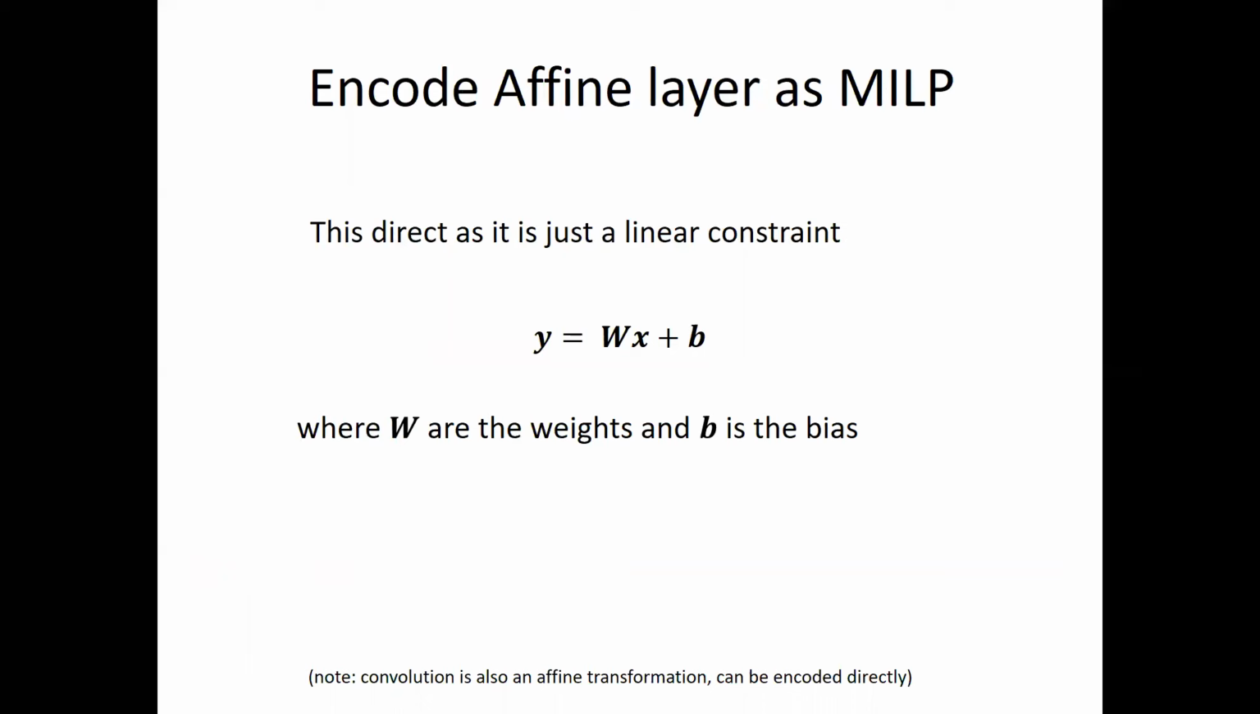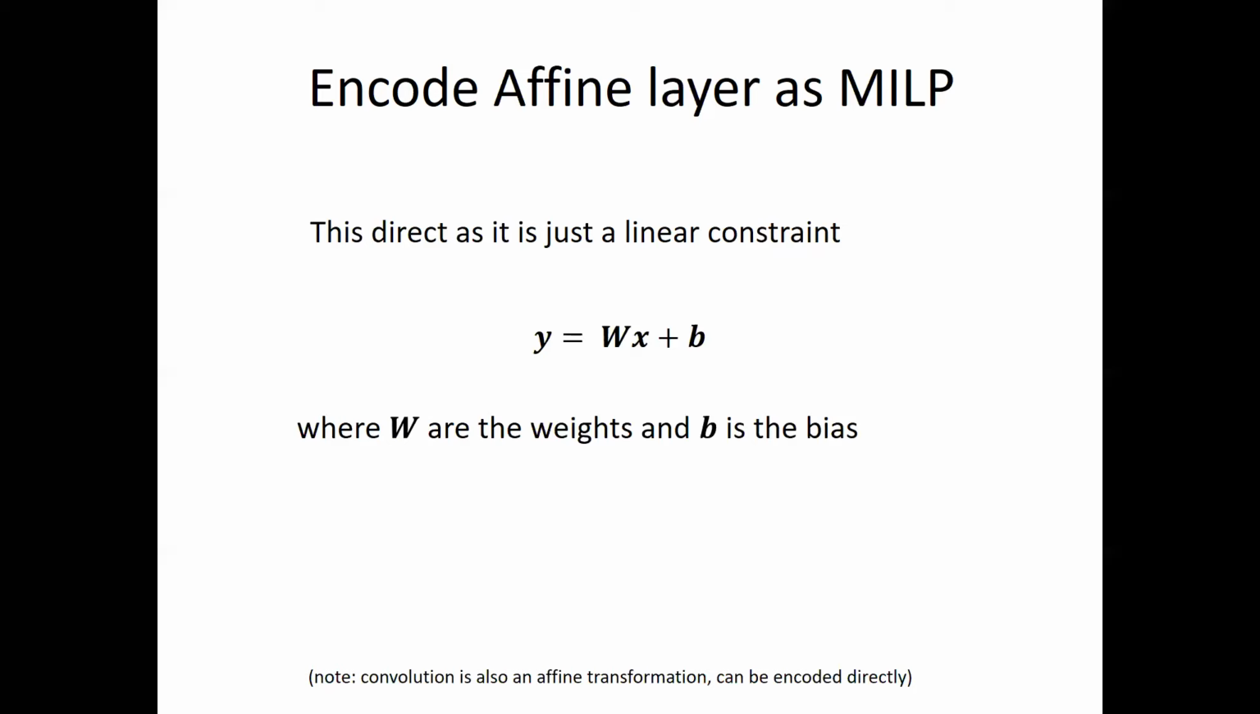So let's see how we encode the affine layer in the MILP instance. The affine layer is very direct because it is just a linear constraint. And so you can just encode it directly, it just fits directly into the MILP. There's just no need to do anything more here except directly encode the computation in MILP. And here are the weights of the edges as we've seen in our network, and B is the bias associated with the particular neuron.